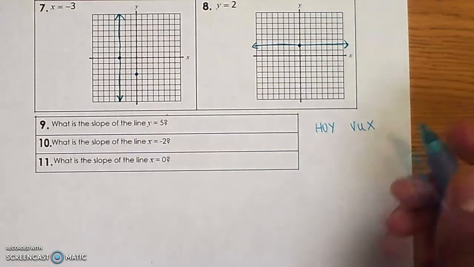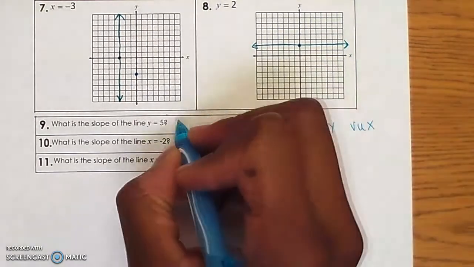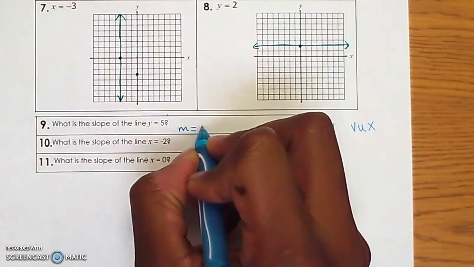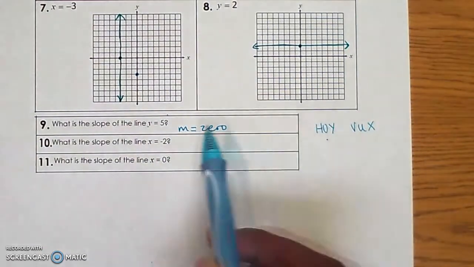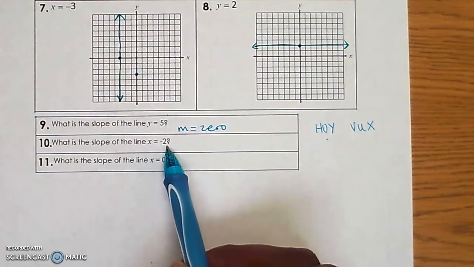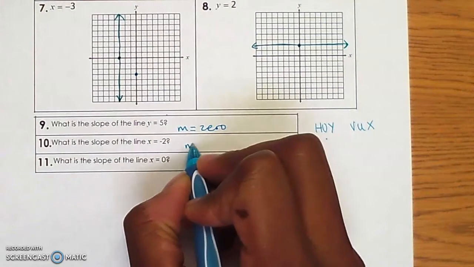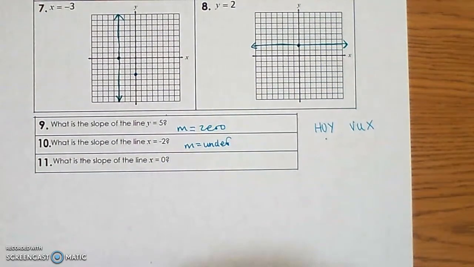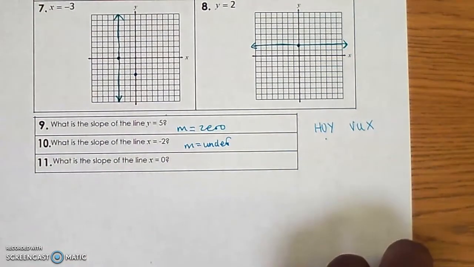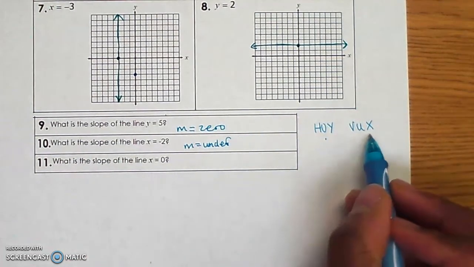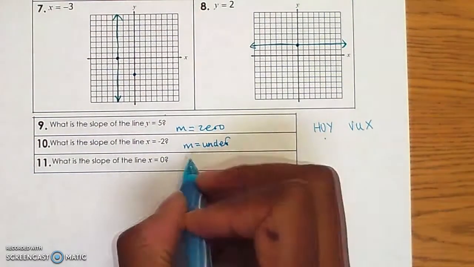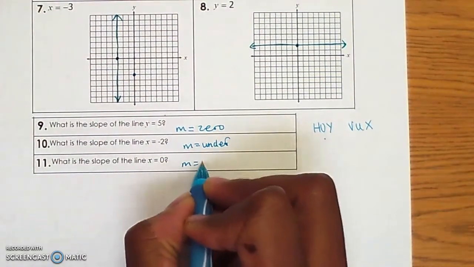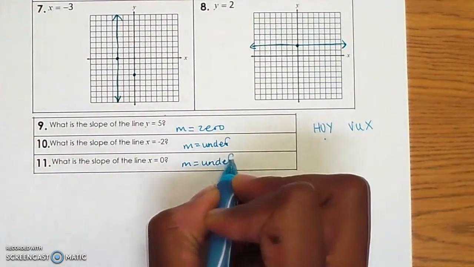For number 9, y equals 5, that's going to be the hoi category, so we know our slope is going to be 0. For number 10, x equals -2, undefined. And then for 11, x equals 0, once again since it's x, we're going to be in the vux category, so m is equal to undefined.